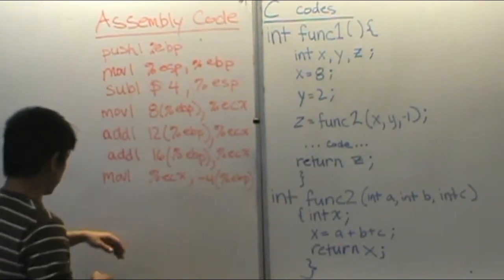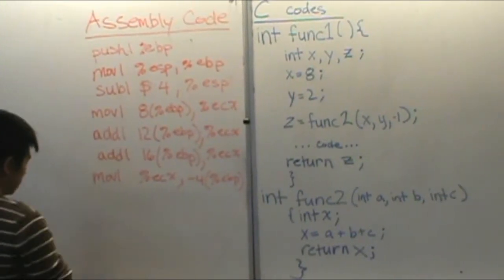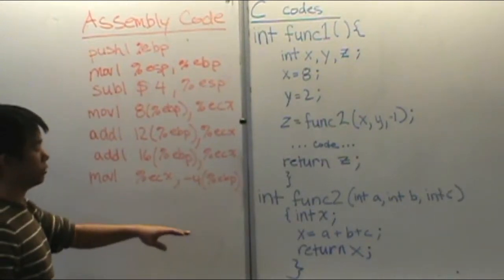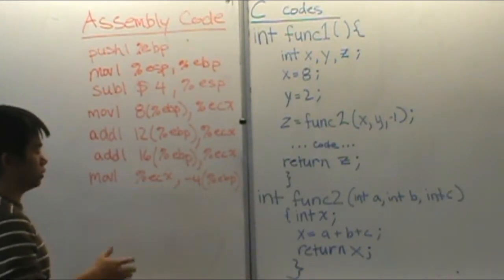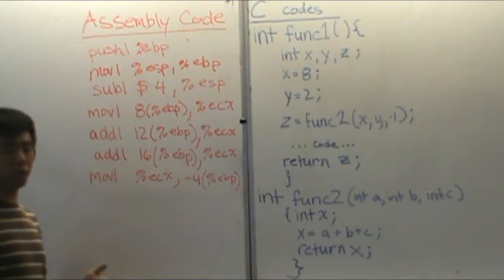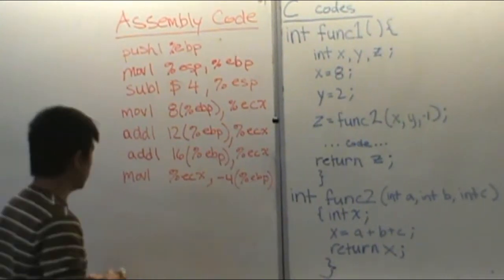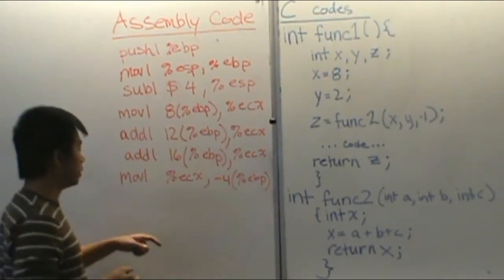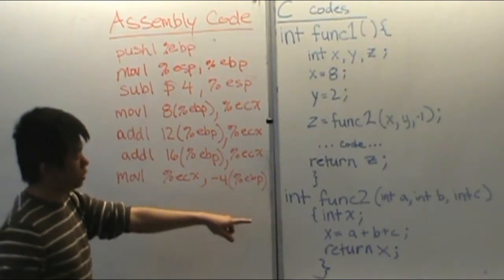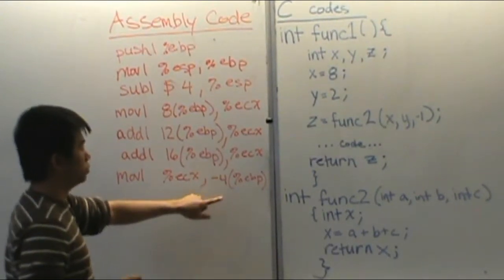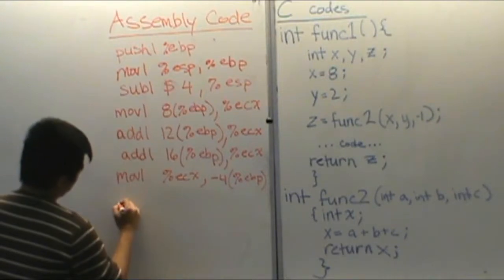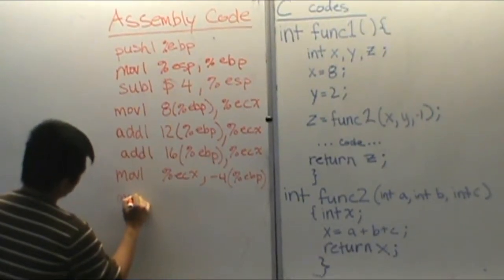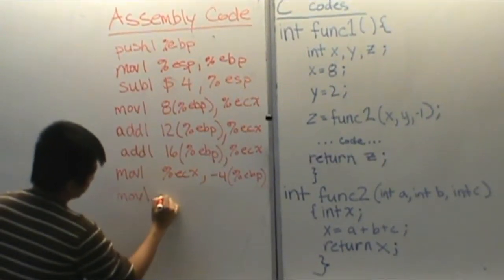After we do the arithmetic, the next part is returning the value in x. To do that, we have to return it in register A. So first thing, we have to move the local variable to register A. So move -4.